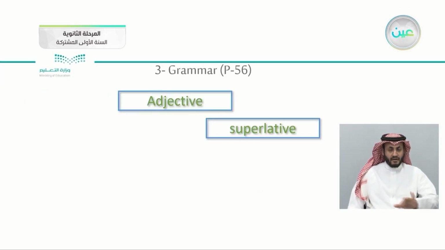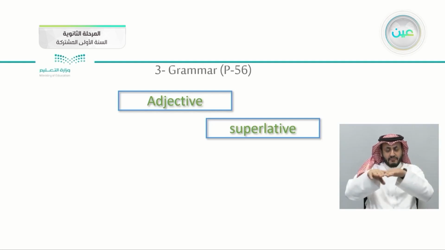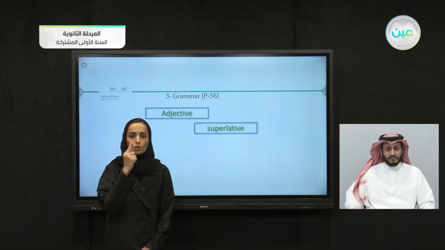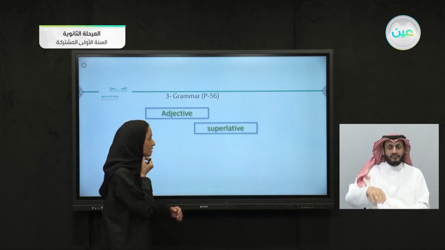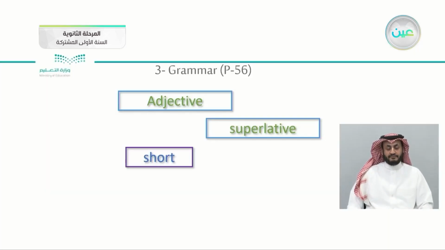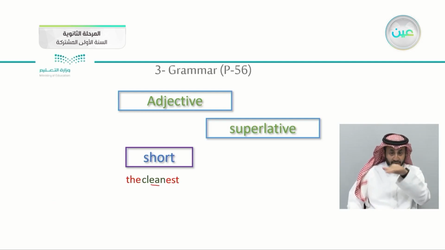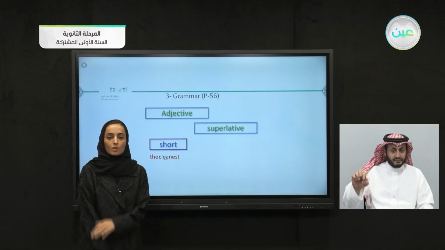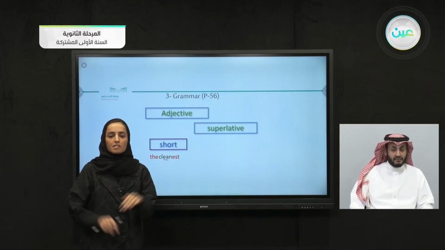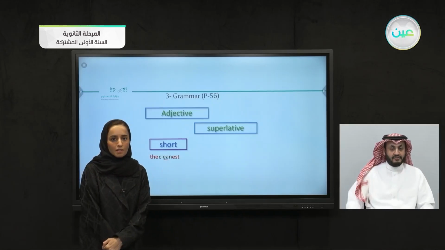Back to the adjectives. Here we're having superlative. What do we mean by superlative? I'm comparing one to everyone, you to your classmates. Okay. Also here we will say that we're having short and long adjectives. Short adjective like clean again. Clean is a short adjective because we're having one vowel sound. So I will say it is the cleanest. When you say the cleanest, nothing is cleaner than this.